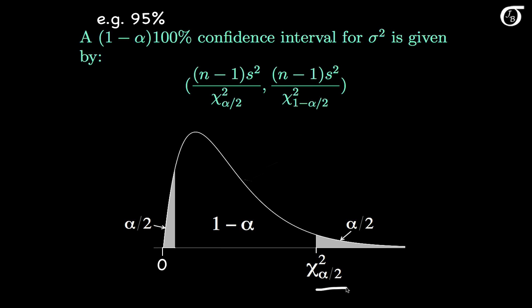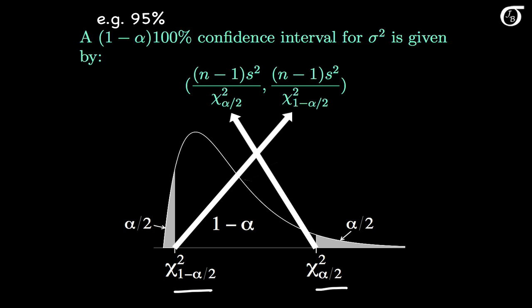Chi-square sub alpha over 2 is the chi-square value that has an area to the right of alpha over 2, and we'll find that in the right tail of the distribution. Chi-square sub 1 minus alpha over 2 is the chi-square value that has an area to the right of 1 minus alpha over 2, which means the area to the left is alpha over 2. It would be in the left tail of the distribution. We will find these values using software or a chi-square table.